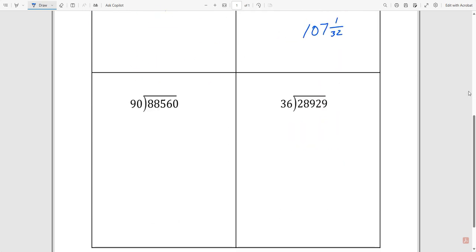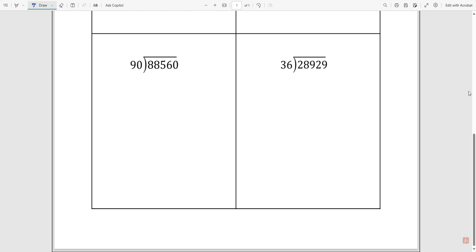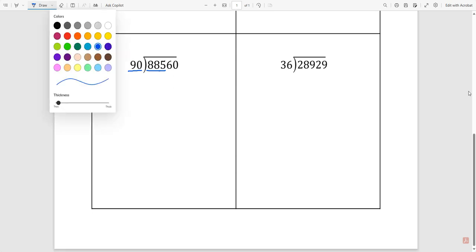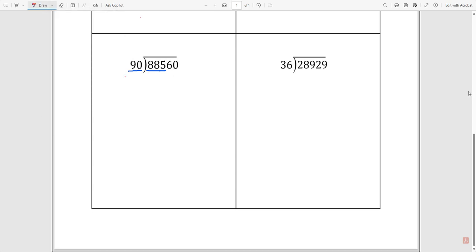All right, let's move down to the next one. Now we have 5 digits divided by 2 digits, and it's the same process. We see 90 is 2 digits, so we'll look at the first 2 digits here. Of course, 90 won't divide into 88, so we need to go to the third digit and have 885 divided by 90. But let's look at that first digit, the 9 and the 8. 9 will not divide into 8, so we'll take it over another digit.